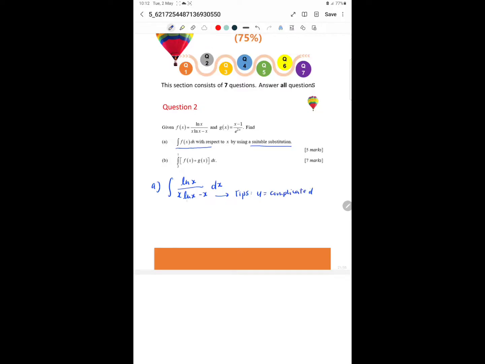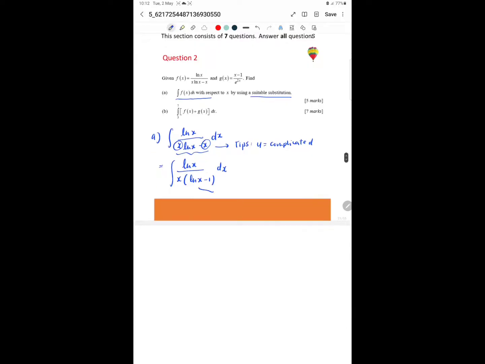So yang complicated kita nampak yang sebelah bawah, tapi yang sebelah bawah ni kalau kita tengok dia x dengan x ni, we can factorize x. We can factorize x out. So ln x over x factorize ln x minus 1. So write the integral function dx. Okay, yang ini yang kita akan ambil jadi u. Sebab yang itu yang nampak macam lagi complicated daripada yang atas kan.